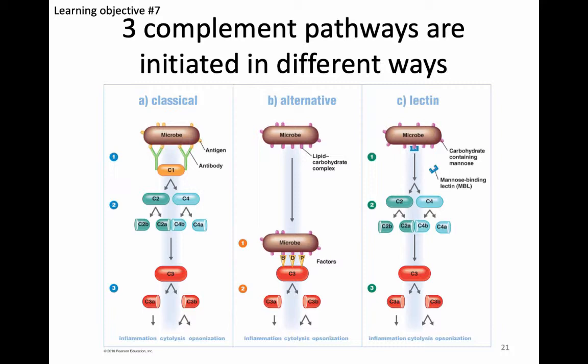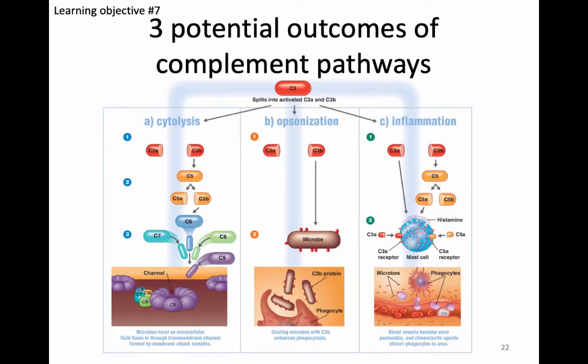So each of these three complement pathways are initiated in different ways. The outcome of all three is the same. So the outcome of the classical pathway could be inflammation, cytolysis, or opsonization. The outcome of the alternative pathway could be inflammation, cytolysis, or opsonization. And same with the lectin pathway. The outcome, once this is initiated, is inflammation, cytolysis, or opsonization. So on the next slide, I'm going to show you what these three outcomes mean. So any of the three complement pathways can result in these three outcomes.